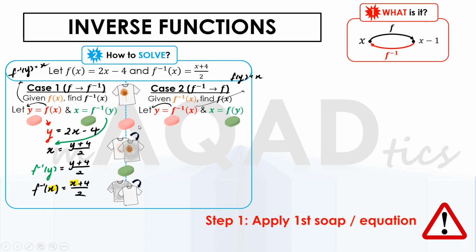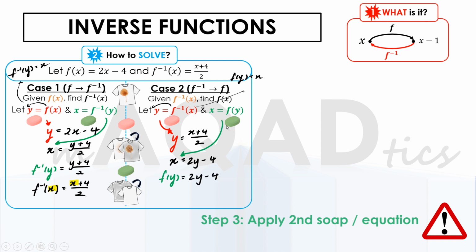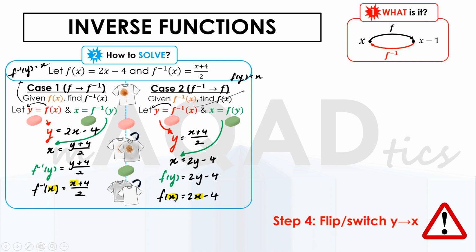So the first step, use the first soap, apply it to the shirt. The first equation is applied to the given function, so this f inverse will become y. Then we need to flip the shirt, which means x should be on the left. Third step, use the second soap: x, change it to f of y. Then lastly, flip back the shirt, so y, we need to change it back to x. Again, this is because the question requires it.